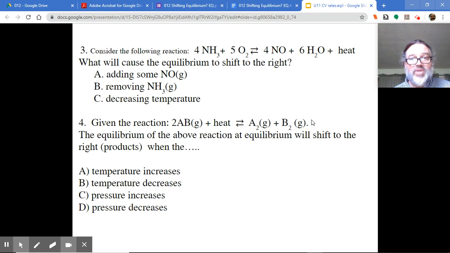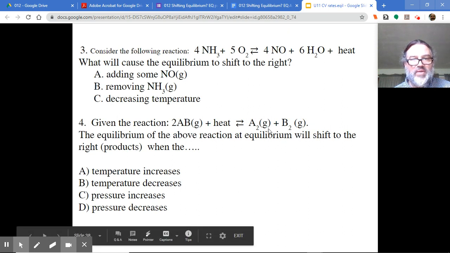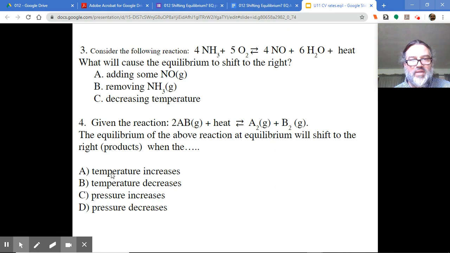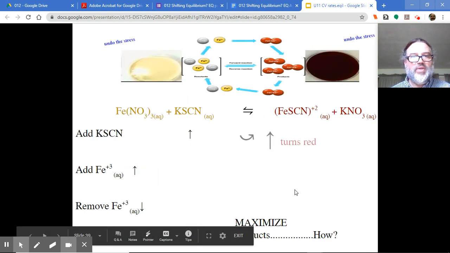This one we also want to shift to the right-hand side. Well, let's see. If the temperature goes up, it'll use that heat and make more of that. If the temperature goes down, it'll want to move this way to make more heat. For pressure, 2 moles of gas here, 2 moles of gas here, I bet you the correct answer right there is going to be A. So hopefully you kind of understand these questions and you can go through and think about this.